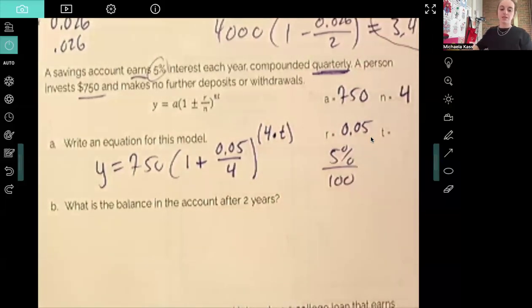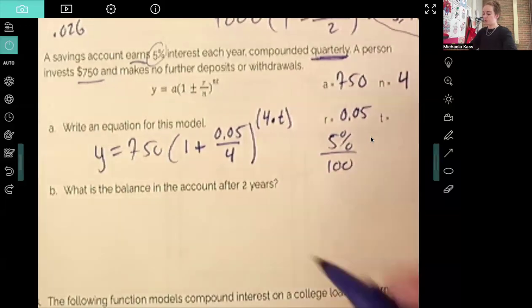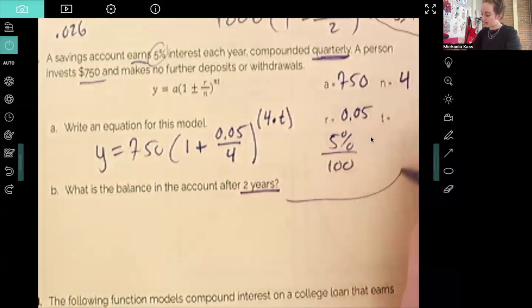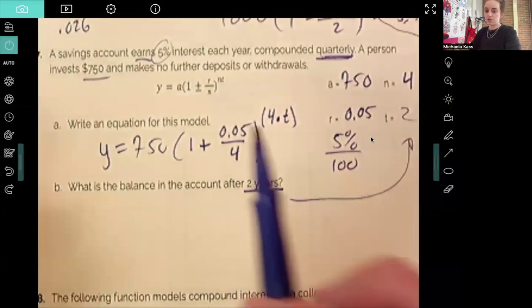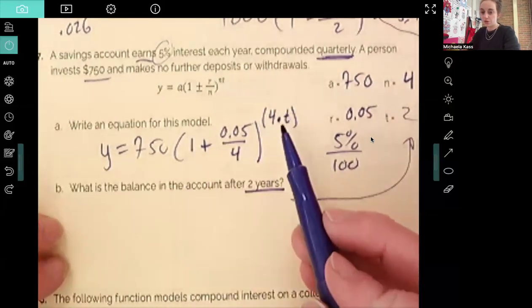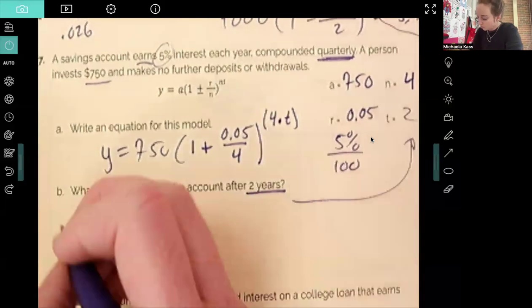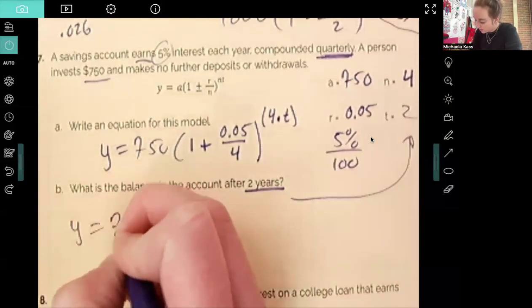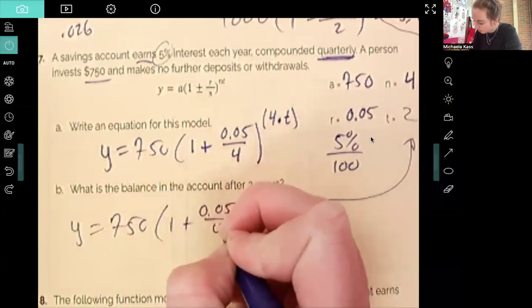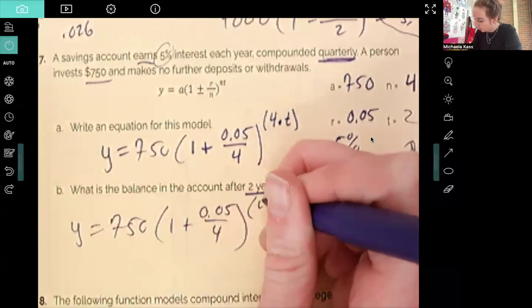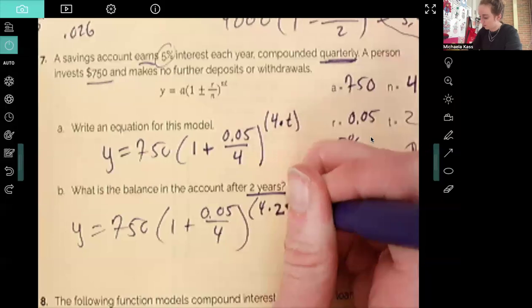All right, now B, it says, what is the balance in the account after 2 years? So now they're giving me the time. The time is 2. So now all I have to do is use my equation and replace T with 2. So I'll have Y equals 750, parenthesis 1 plus 0.05 divided by 4, to the power of 4 times 2.